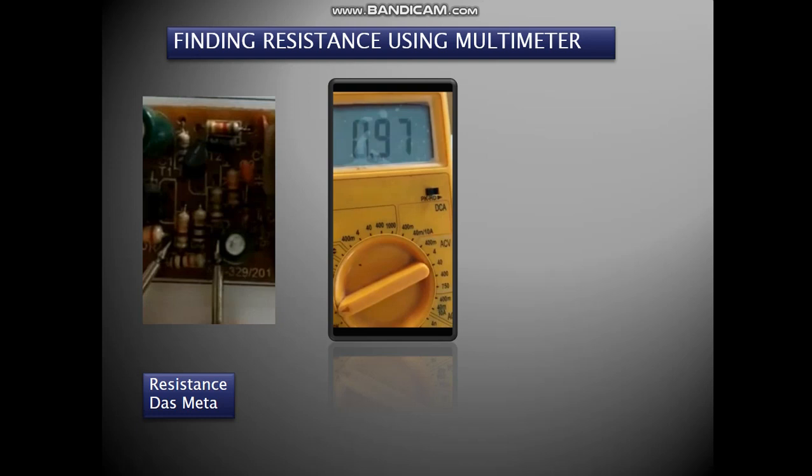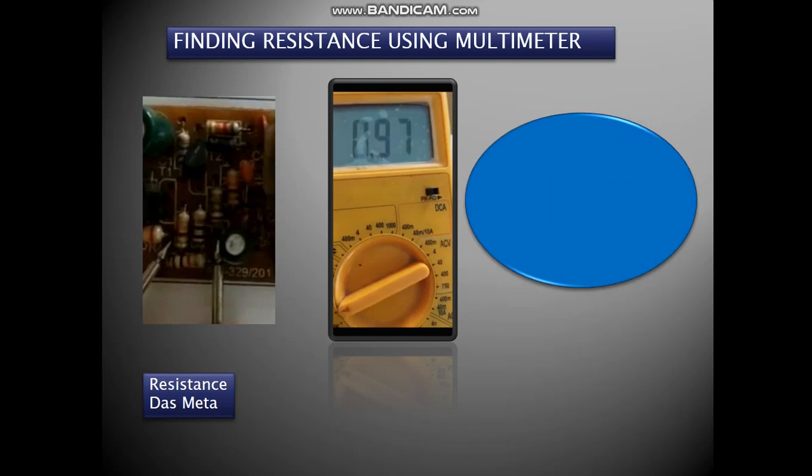A multimeter is an instrument which measures the current, the voltage, the resistance, the capacitance and many other things. Out of that, we will take only the resistance part of it, and we have measured it as 0.97.